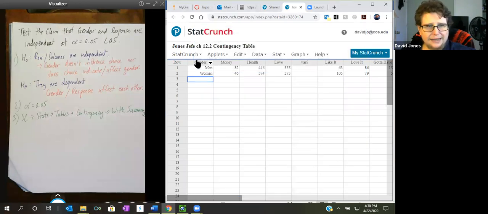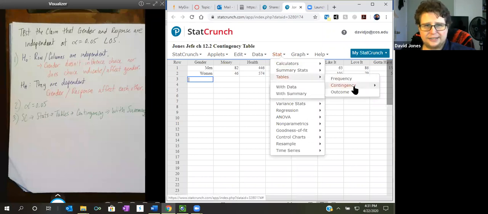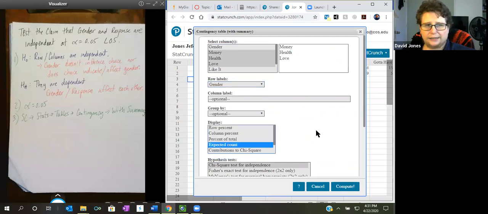Notice I have the category labels at top. Gender is the row label category. Then we had money, health, and love. And I typed in the row labels here. So I'm going to go into Statcrunch. We're going to do tables, contingency with summary. My categories, my populations are money, health, and love. My row labels are in gender. And I'm going to click on expected count.